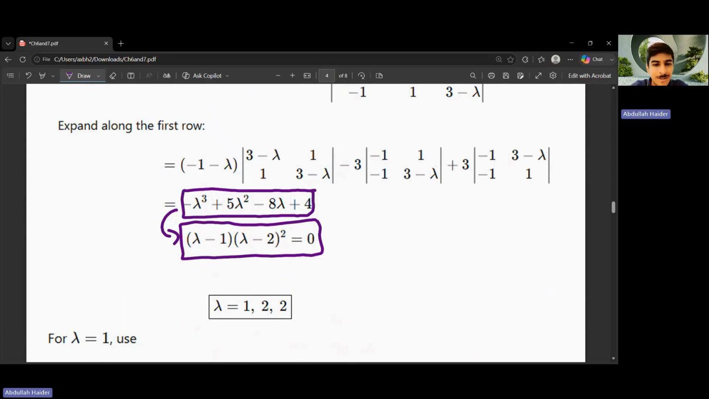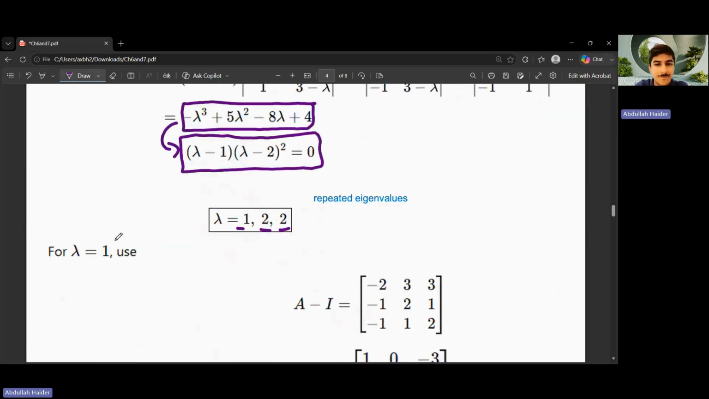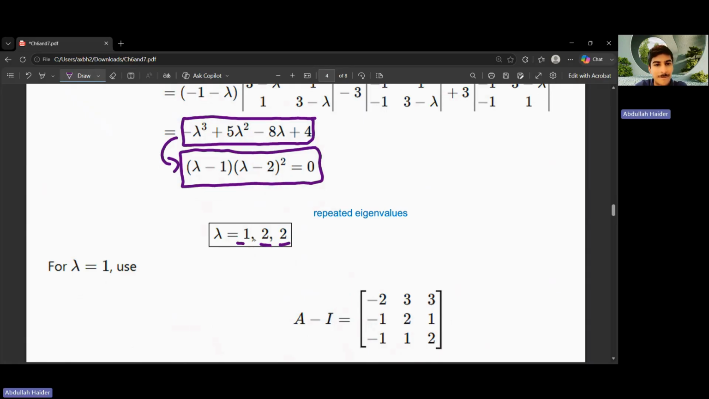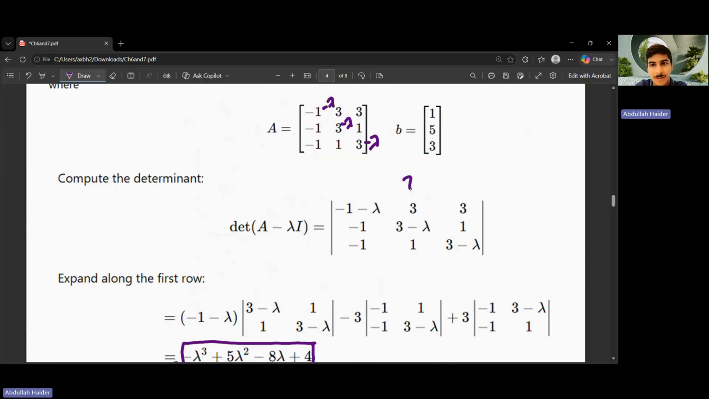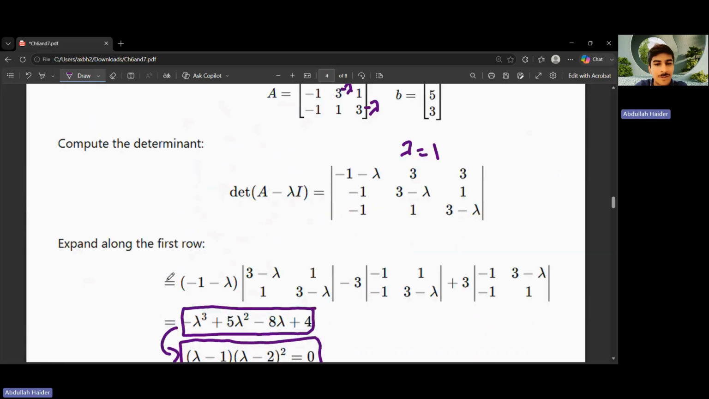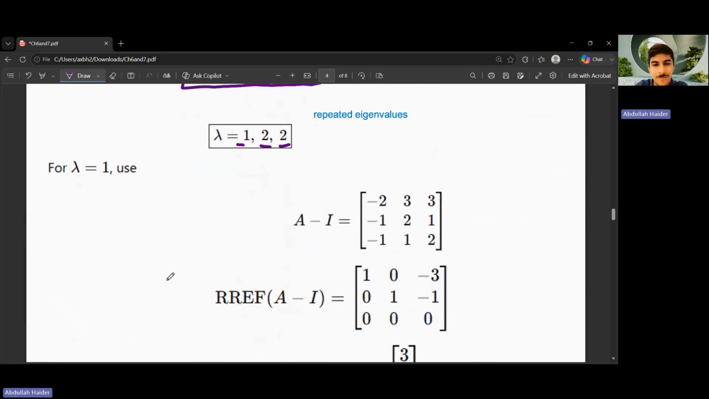But note here that you have repeated eigenvalues. Now, I will tell you how the repeated eigenvalues change the method. But first of all, let's focus on lambda equals 1. So this means you're basically substituting lambda equals 1 in this equation, and you're row reducing to find your eigenvector.